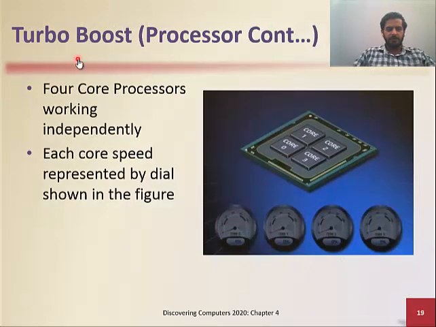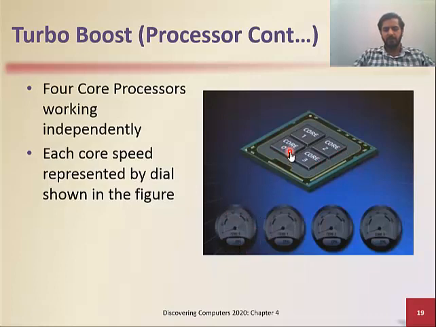The third attribute when discussing the processor is turbo boost. You see here you have 4 cores available: core 0, core 1, core 2, core 3, and all the 4 cores are integrated into a single chip processor. It means this is a quad core processor, and the activity of each core is represented with the dial.